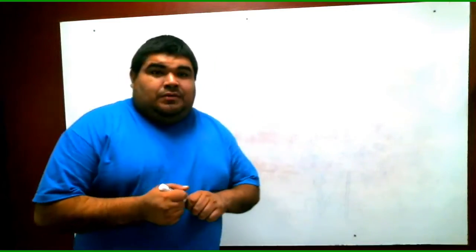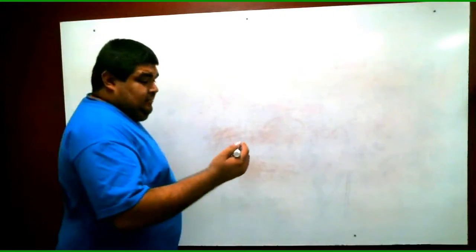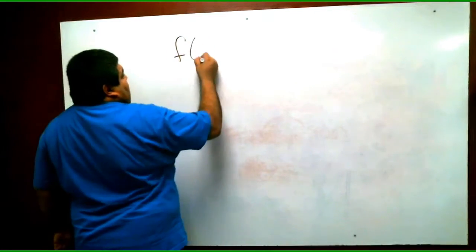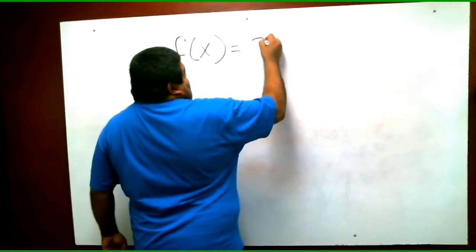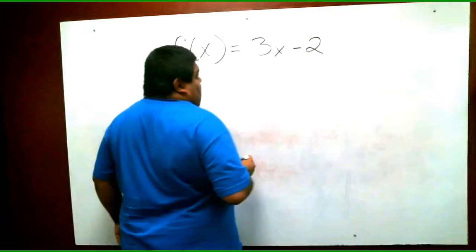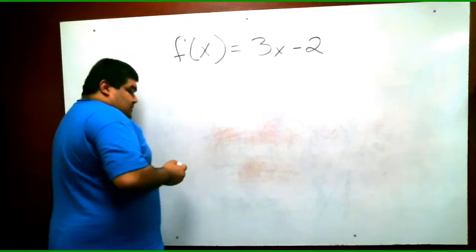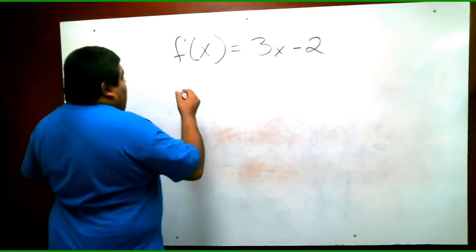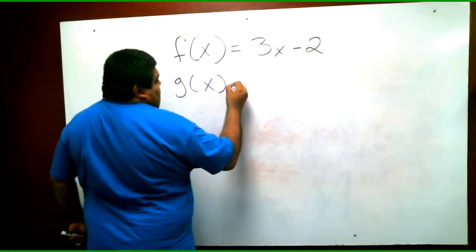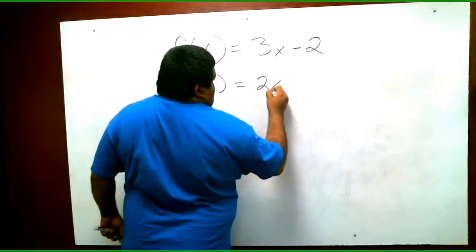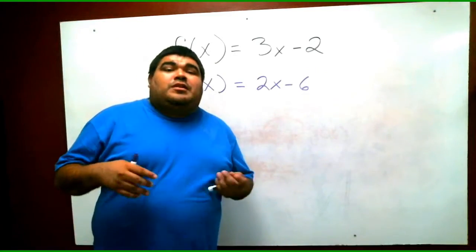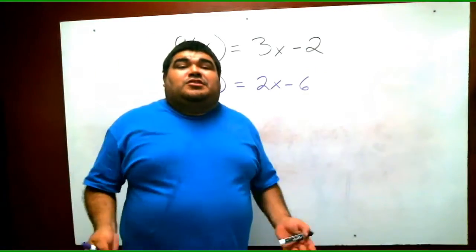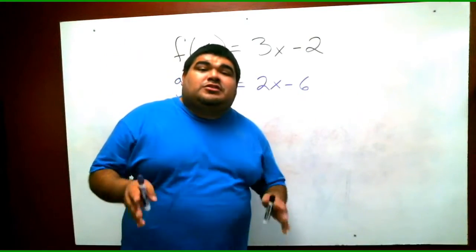All right, guys. So, our example for today is we have an f of x that is 3x minus 2, and then we have a g of x that equals 2x minus 6. Okay? Remember, we are looking for the sum of the functions and also the difference of the functions. Difference means subtraction.